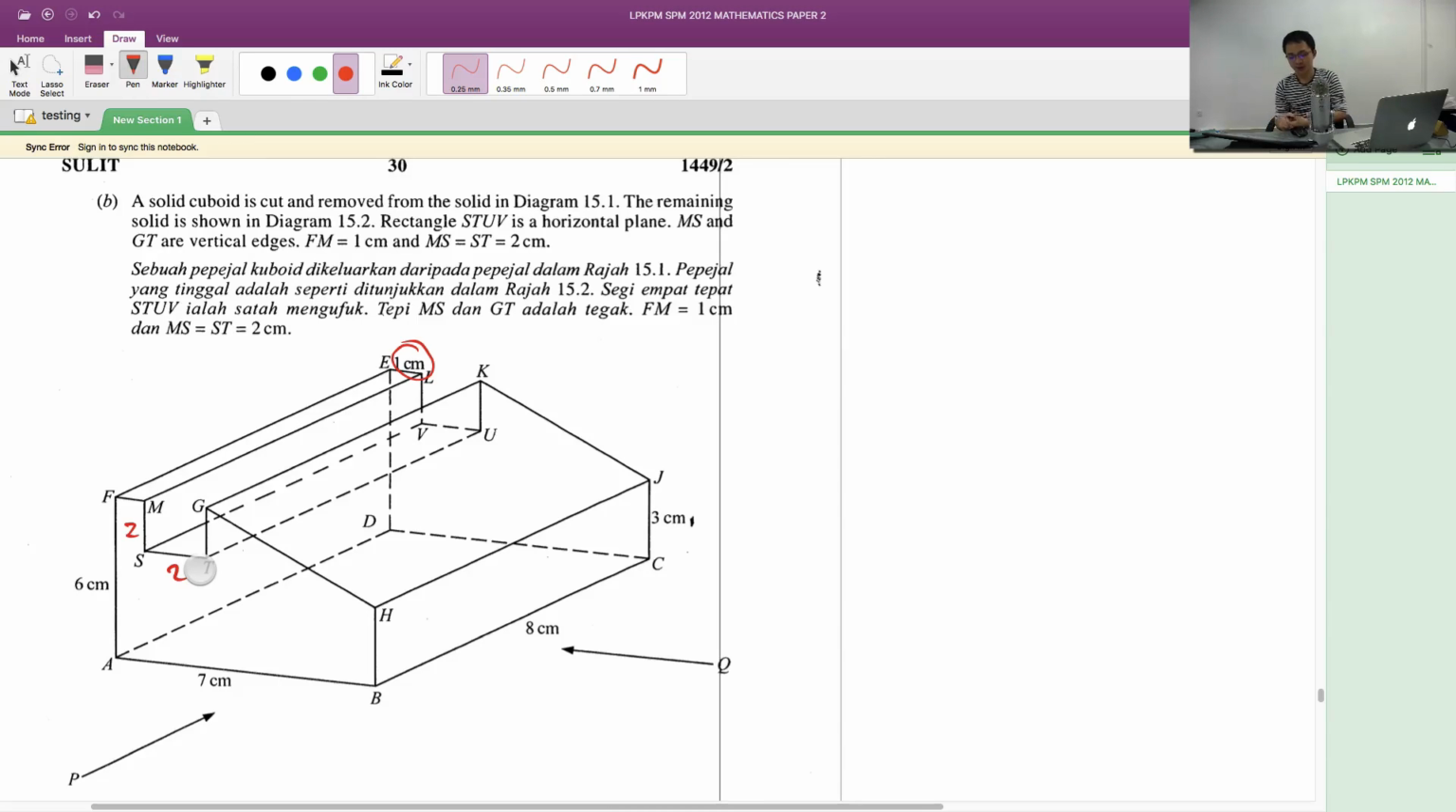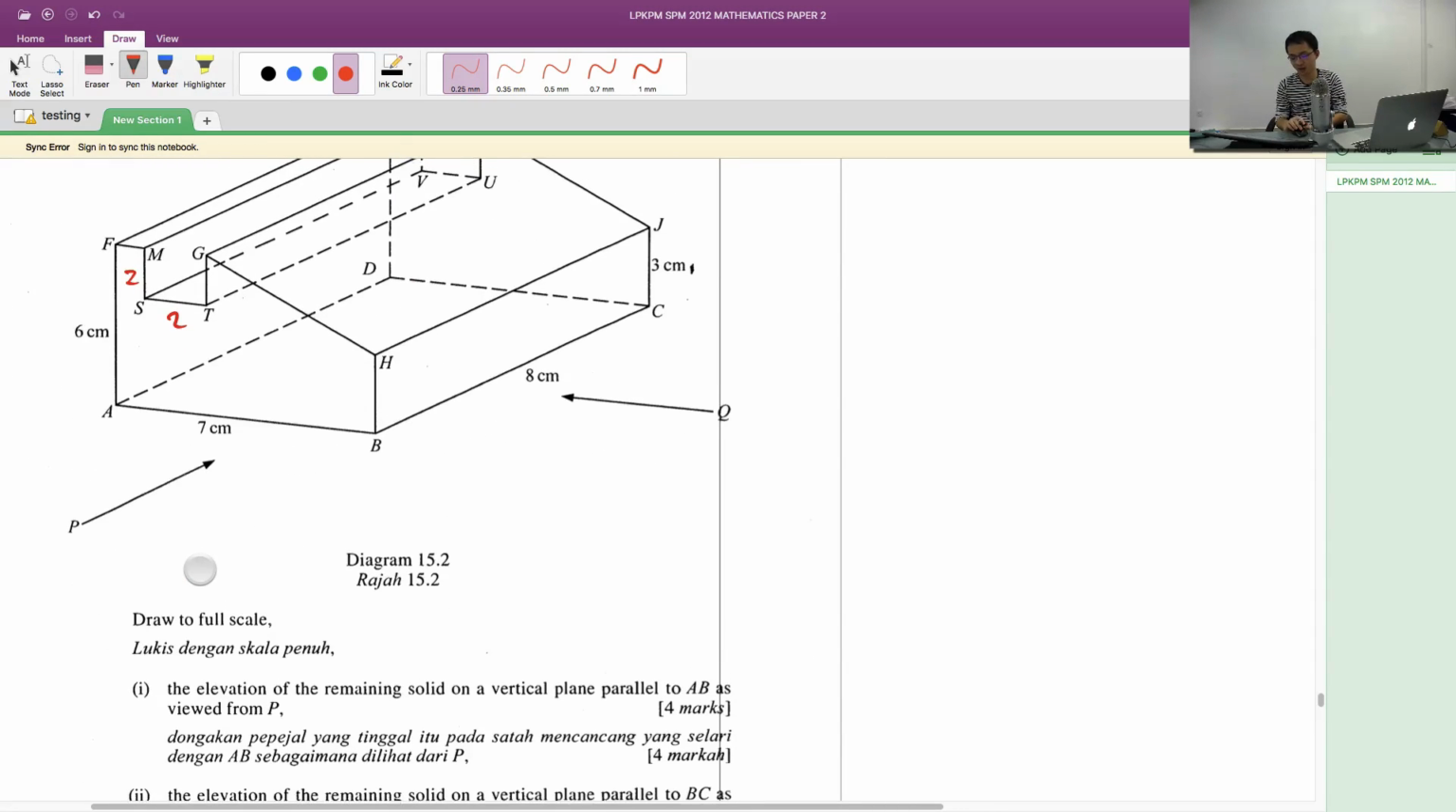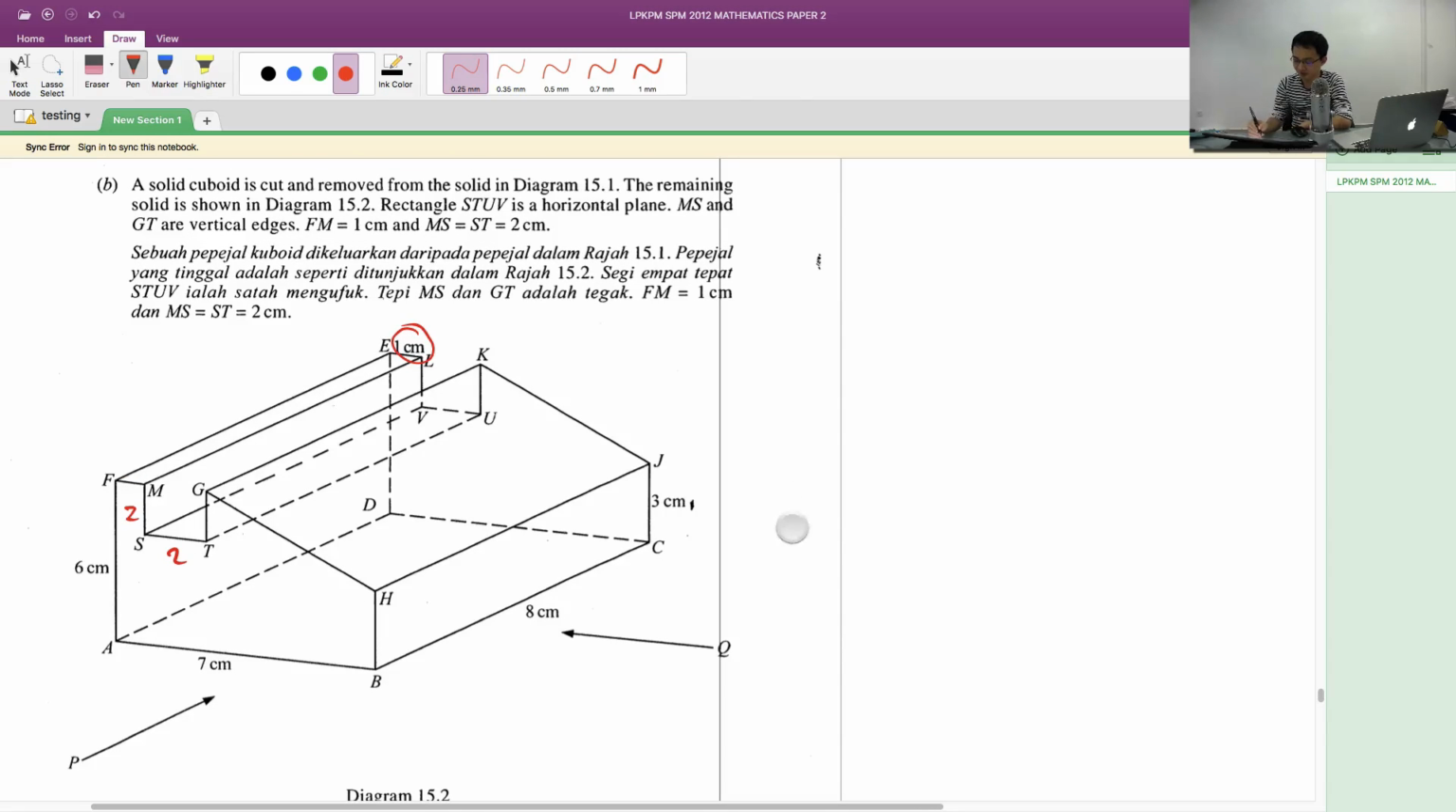Now definitely they will ask you to look from P and look from Q. It's nothing special. So we draw P first. From P, we will see A, B first. This is A to B, which is 7 cm, definitely. Then we go up 6 centimeters. Then it will be 1 cm here, and then we come down 2. I mean a bit longer maybe. And 2 also, and this is 2 also. This line you don't need to care about. You just need to care about 3 centimeters here, almost half. And then you just connect them.